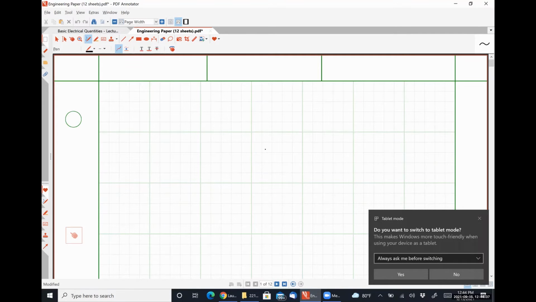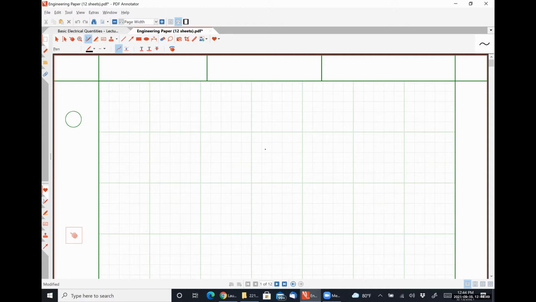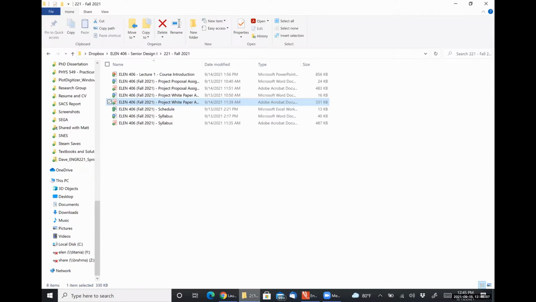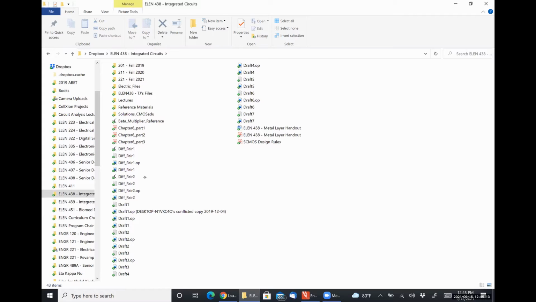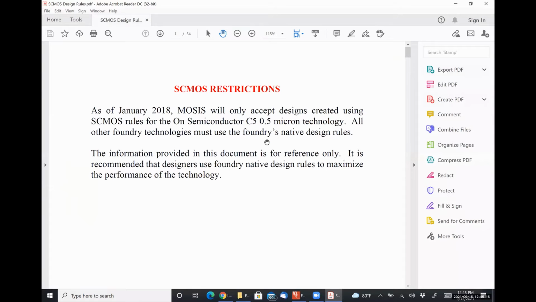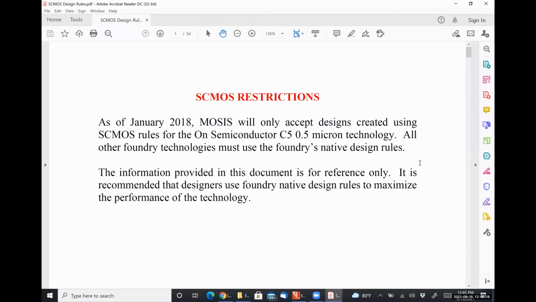Today, we are going to resume our discussions on the behavior of N wells for a CMOS integrated circuit. Before we get into this specifically, I want to take a moment to look at the design rules for N wells, because they bear mentioning.